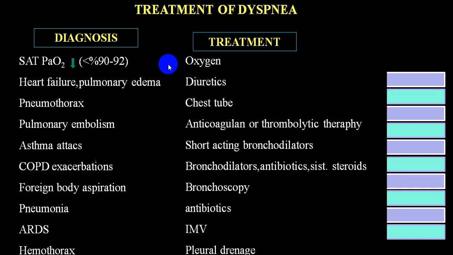Depending upon the etiology, there are some things. If there is hypoxia, oxygen; heart failure, diuretics; pneumothorax, chest tubes; pulmonary embolism, anticoagulants and thrombolytic therapy; status asthmaticus, bronchodilators, steroids; COPD, bronchodilators, antibiotics and steroids; foreign body, bronchoscopic removal; pneumonia, antibiotics; ARDS, you will require artificial or invasive support; hemothorax, pleural drainage.